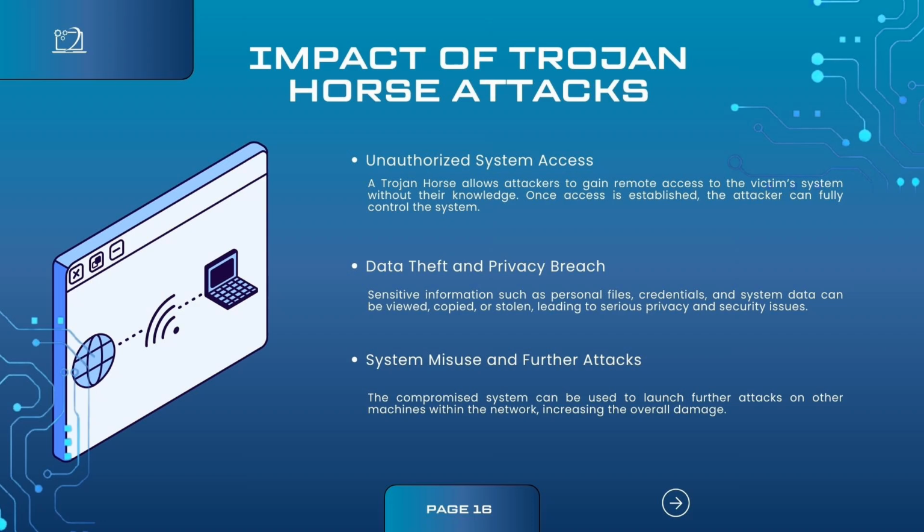Impact of Trojan horse attacks. Here's why Trojans matter from a defense perspective. Unauthorized access: attackers can gain remote control without the user's awareness, enabling command execution and persistence. Data theft: credentials, documents, and system details can be exfiltrated, leading to privacy breaches and lateral movement. System misuse: compromised hosts may become a launchpad for further attacks, botnet participation, or internal reconnaissance.